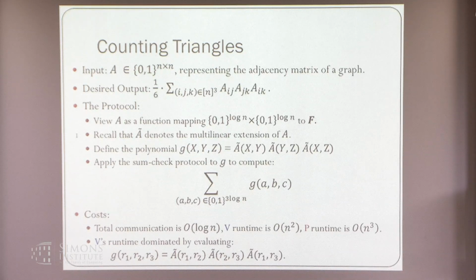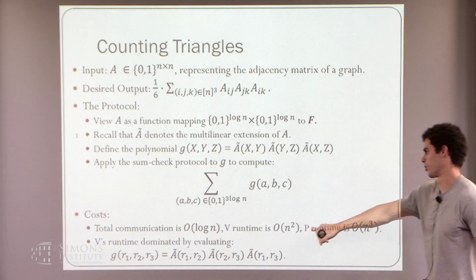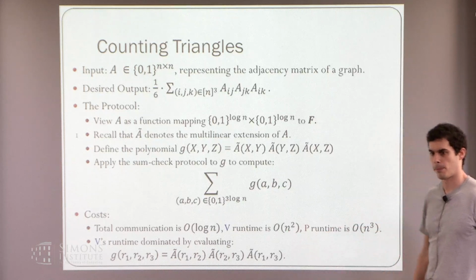What's the best deterministic time for counting triangles? I think it's matrix multiplication time, if you just want to solve the problem. That's the best. Right. Which is more than n squared. So we're saving the verifier time here.